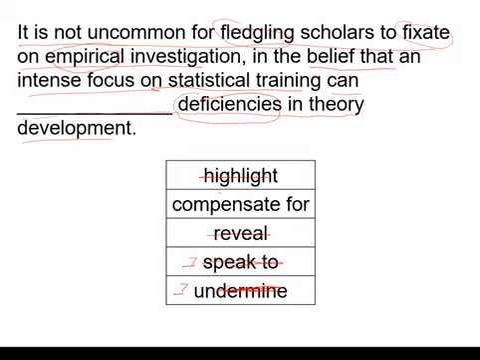So we're left with compensate for, meaning to make up for or balance out. And the novice scholars believe that lots of verifiable data, empirical investigation, will make up for or balance out poor theory development.